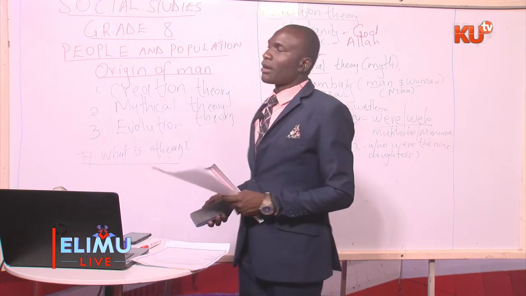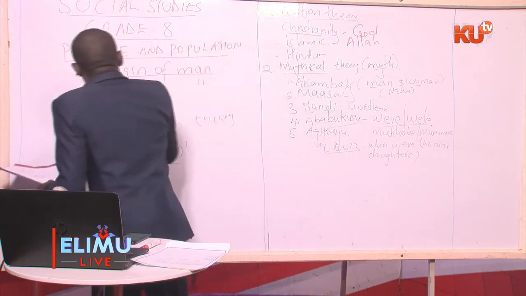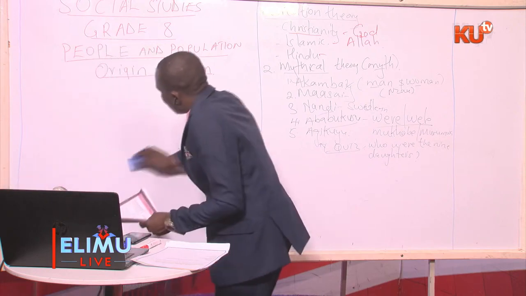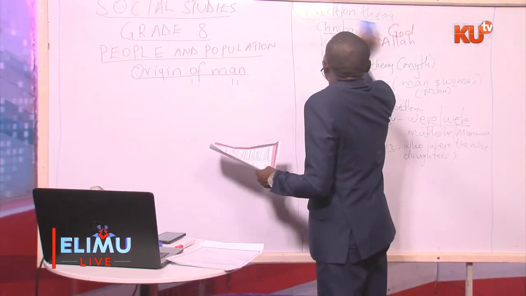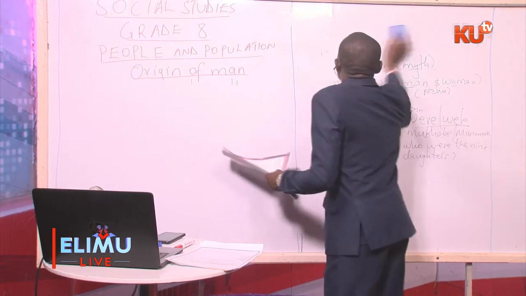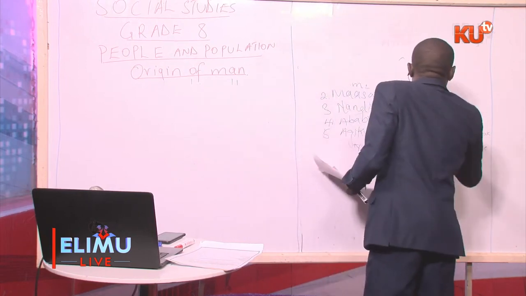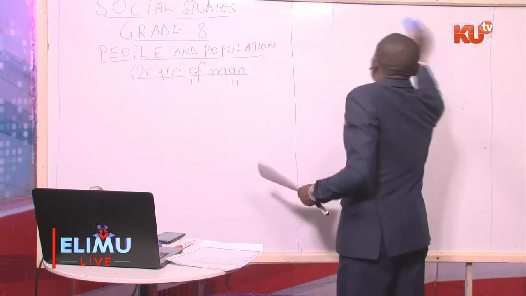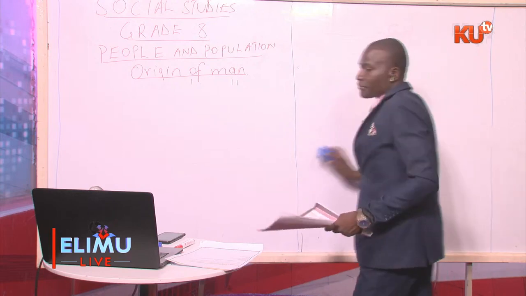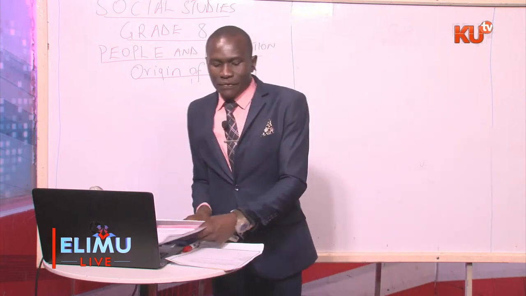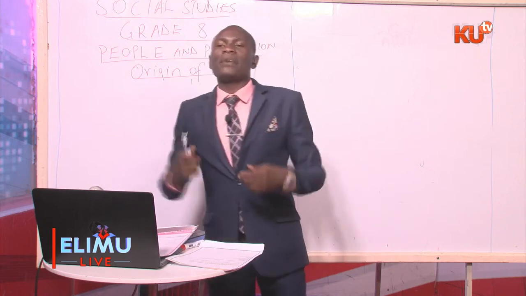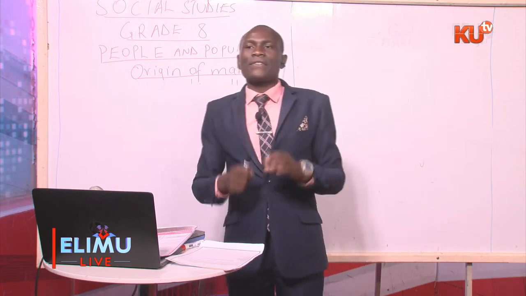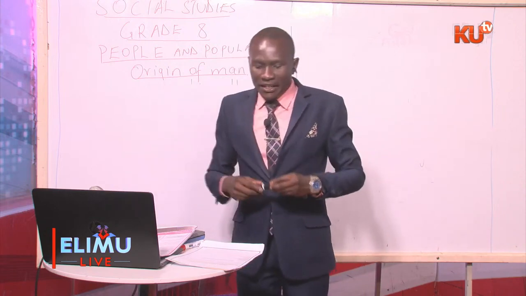So it is also good to know, where did your first parents come from? And then the last theory that we are going to look at, which is going to be the topic of the strand of today, is called the evolution theory. Evolution theory is a scientific theory that explains the origin of man.